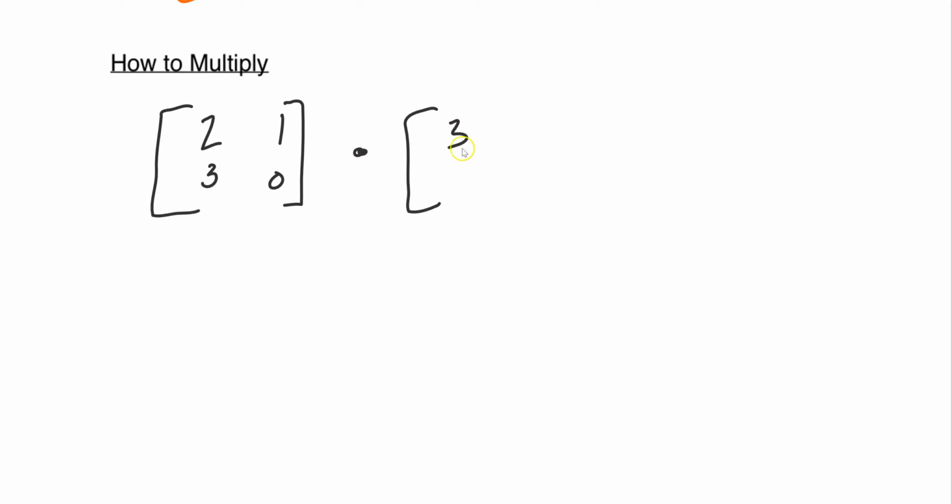The first one is the proper way. It's best to do by example. So I have this matrix here, 3, 1, 0, and then we're going to multiply by this other matrix: 3, 4, negative 1, 2.